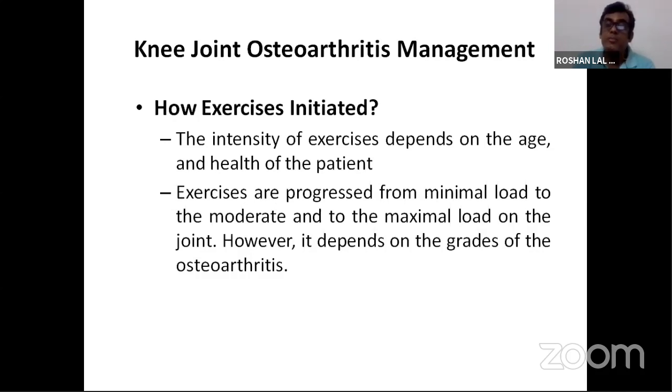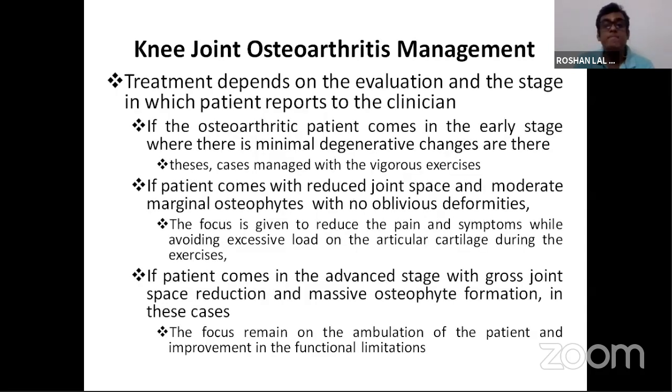Exercises are progressed from minimal load to moderate and to maximum load on the joint. However, all these exercises depend on the grades of the osteoarthritis. Treatment depends on the examination and the stage at which the patient reports to the clinician. I have given three examples.